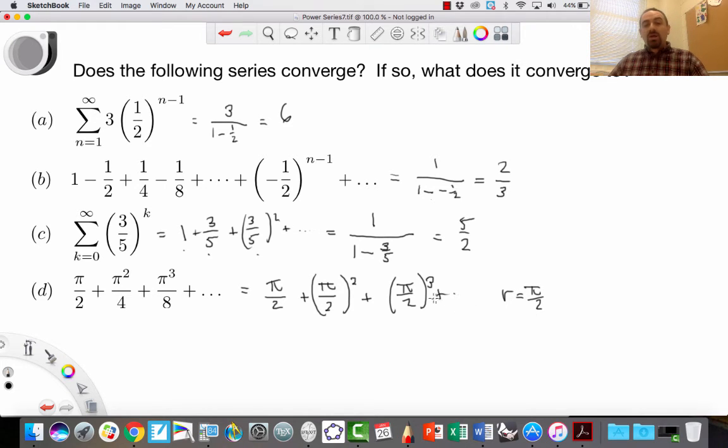Now, as long as the ratio in absolute value is less than 1, this should converge to the first term divided by 1 minus r. But pi is a little bigger than 3, making this number bigger than 1, so we know that this does not converge.